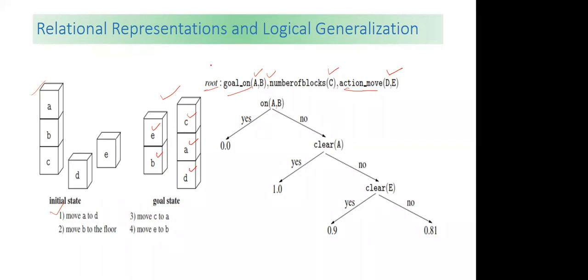Now what happened? According to this logical generalization and this representation, what we are doing on A and B, if that is yes, okay, that will go on in this probabilistic one, so the value will be 0.0. If that is not, then what will we take? Okay, we will clear A. And if that is yes, we have put down some value. If the answer is no, then we go for another one. Then we clear E, and there will be a yes value and a no value.